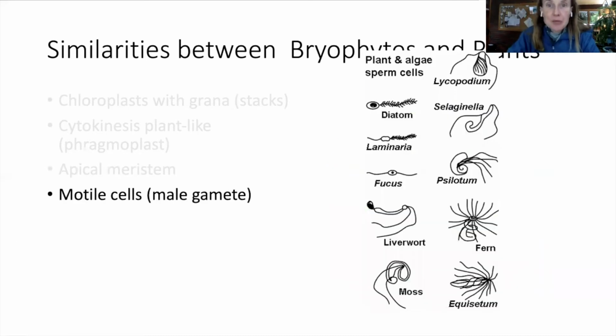Another similarity between bryophytes and plants is they've got motile male gametes. So male gametes are the only cell that's motile in these organisms, and their flagella are similarly oriented out of the sides of the body. So I just wanted to show you this picture because male gametes in plants and lower plants are crazy. They're just the most wild looking cells. They're so beautiful. But there's two flagella on these cells.